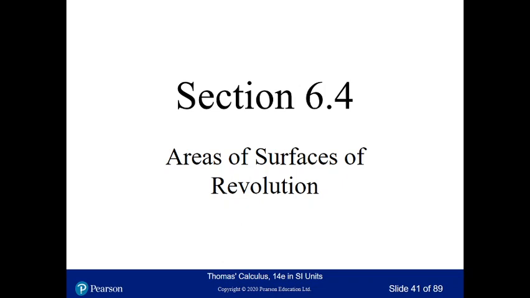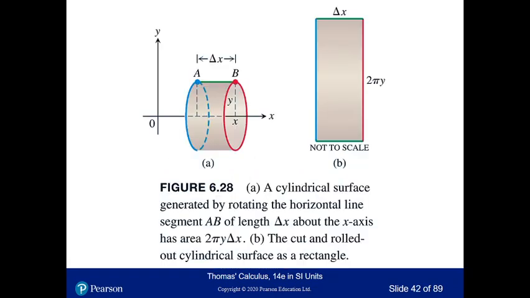About areas of surfaces of revolution. Let's see what this is. Okay, so we are interested in surface area, right? So let's consider the simplest case. Consider the line segment between A and B. Take this line segment and rotate this around x, and you get a surface, right?